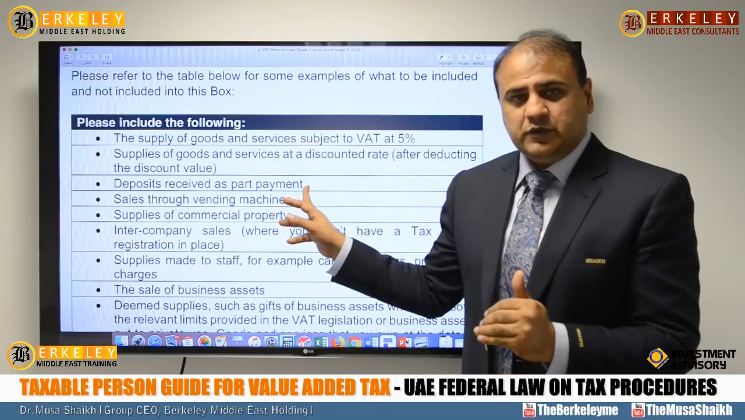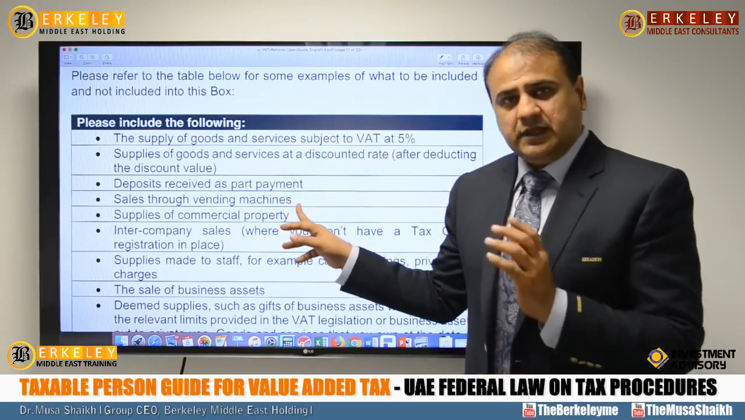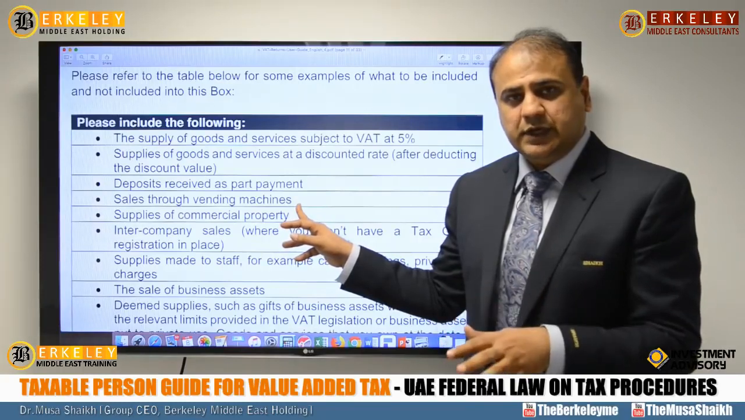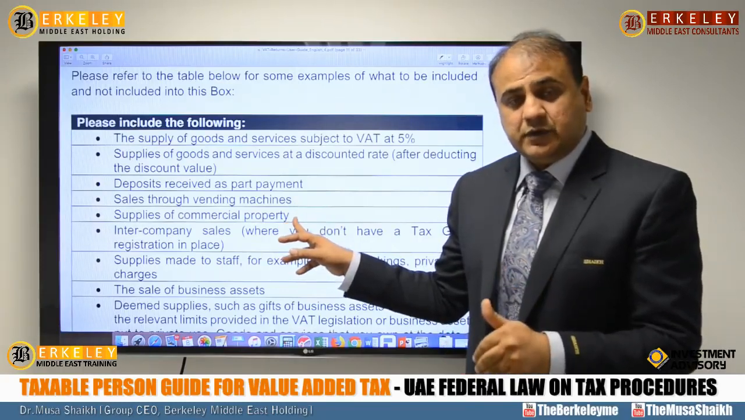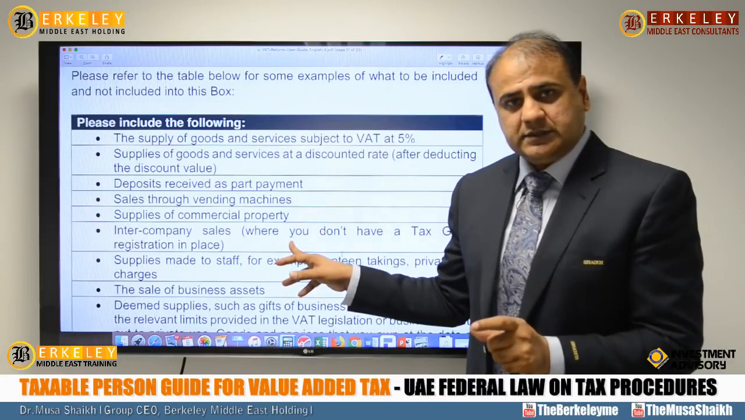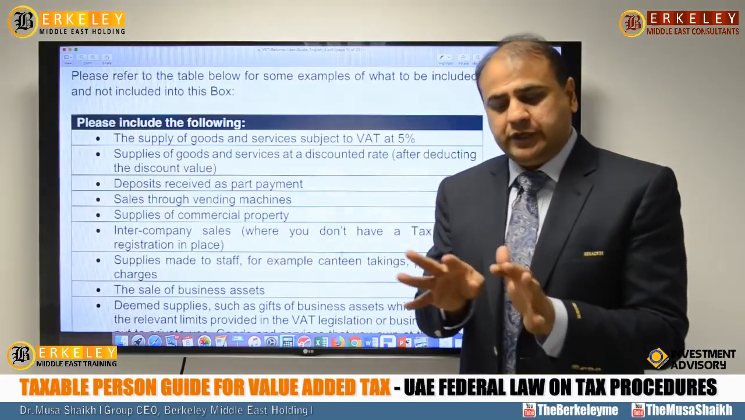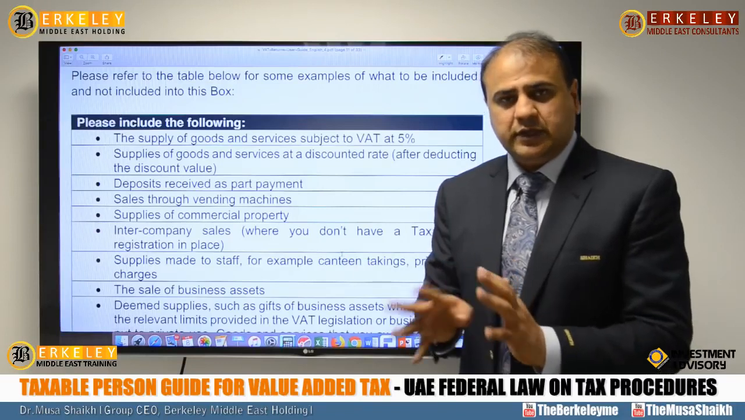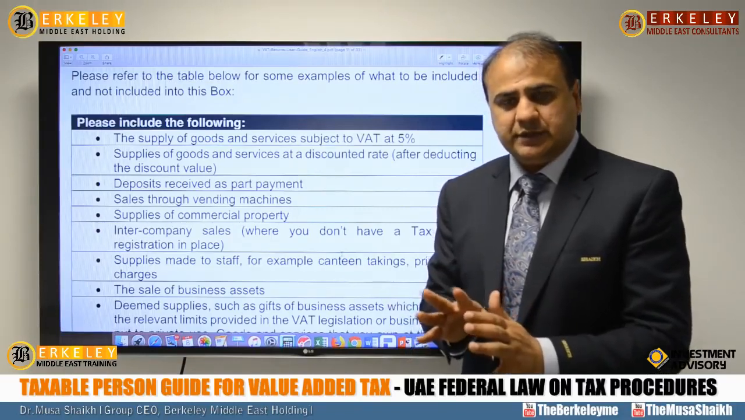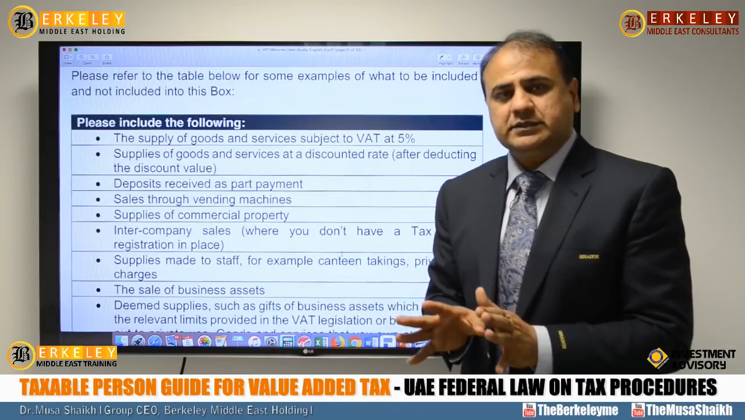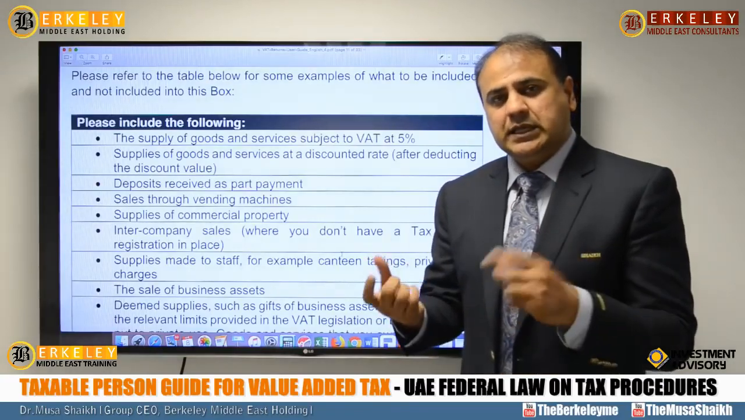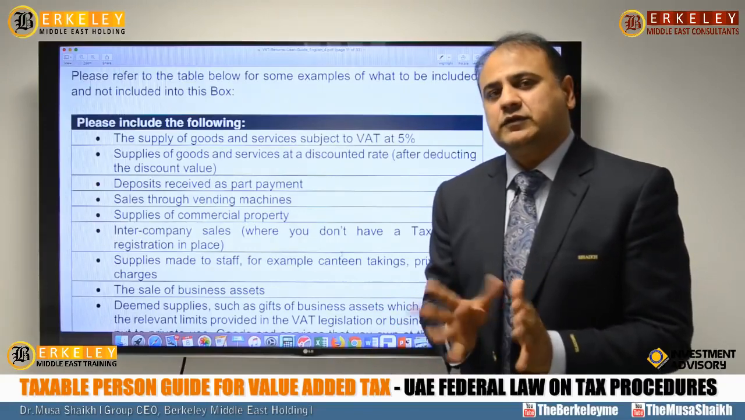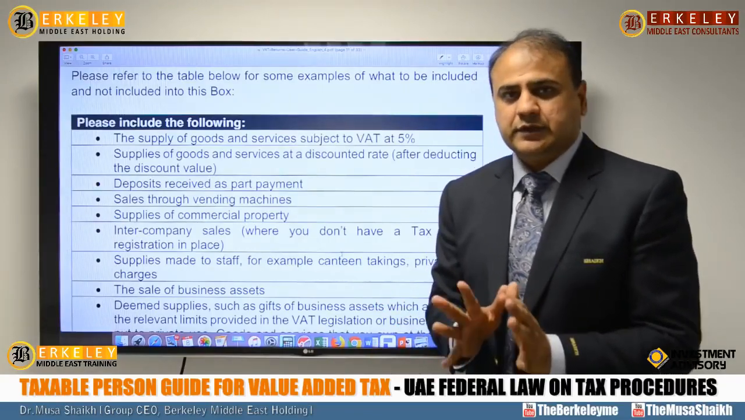If you receive some deposit as a partial payment, or if you have vending machines and you have sales through them, that will be included. Supplies of commercial property and intercompany sales, where you didn't register yourself as a group, you are still going to include in your calculations, because intercompany transactions where you have a group TRN are free to each other. But if you are not in that scenario, of course you need to put them into calculations.